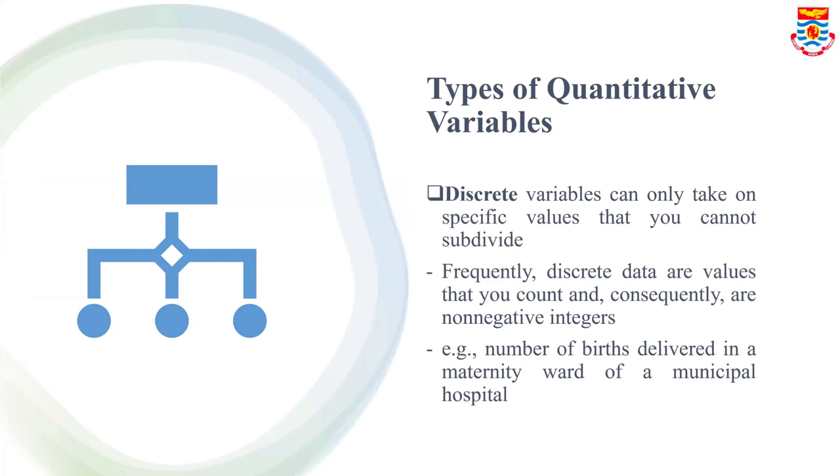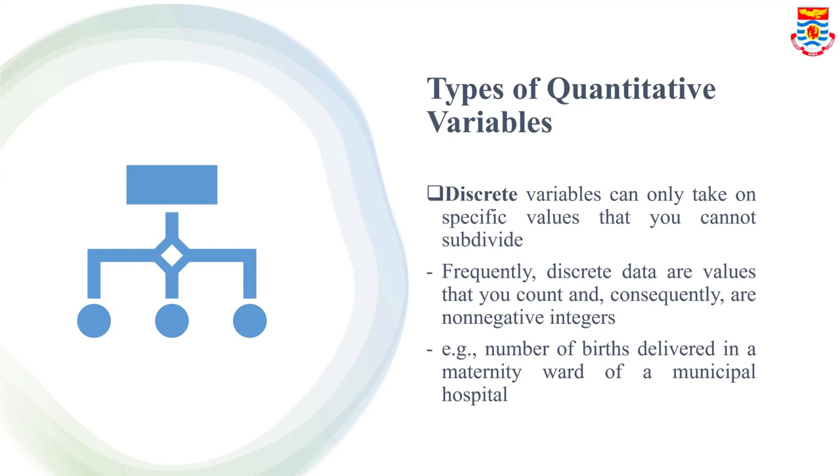So I gave some explanation here that the variables can only take on specific values that you cannot subdivide. You cannot have 1.001, 1.002. No. Frequently, discrete data are values that you count, and consequently are non-negative integers. Good. But put all this grammar aside. The thing is, those you can easily count, but it's difficult dividing them.